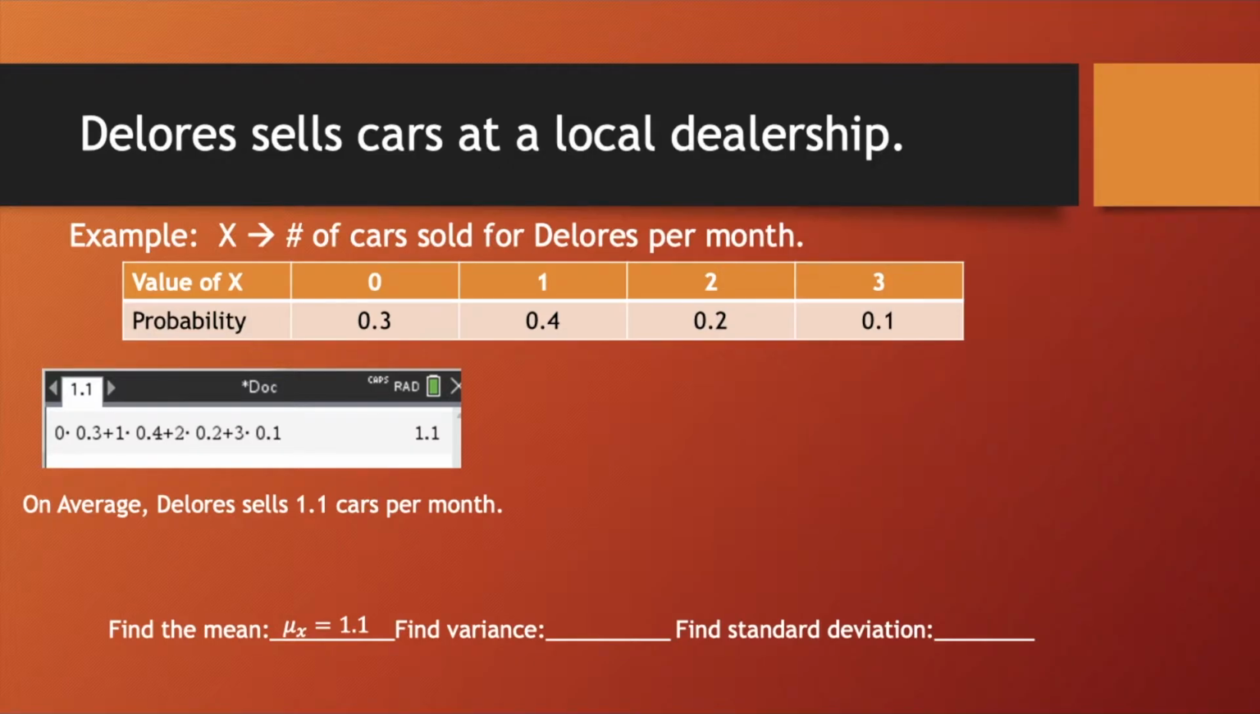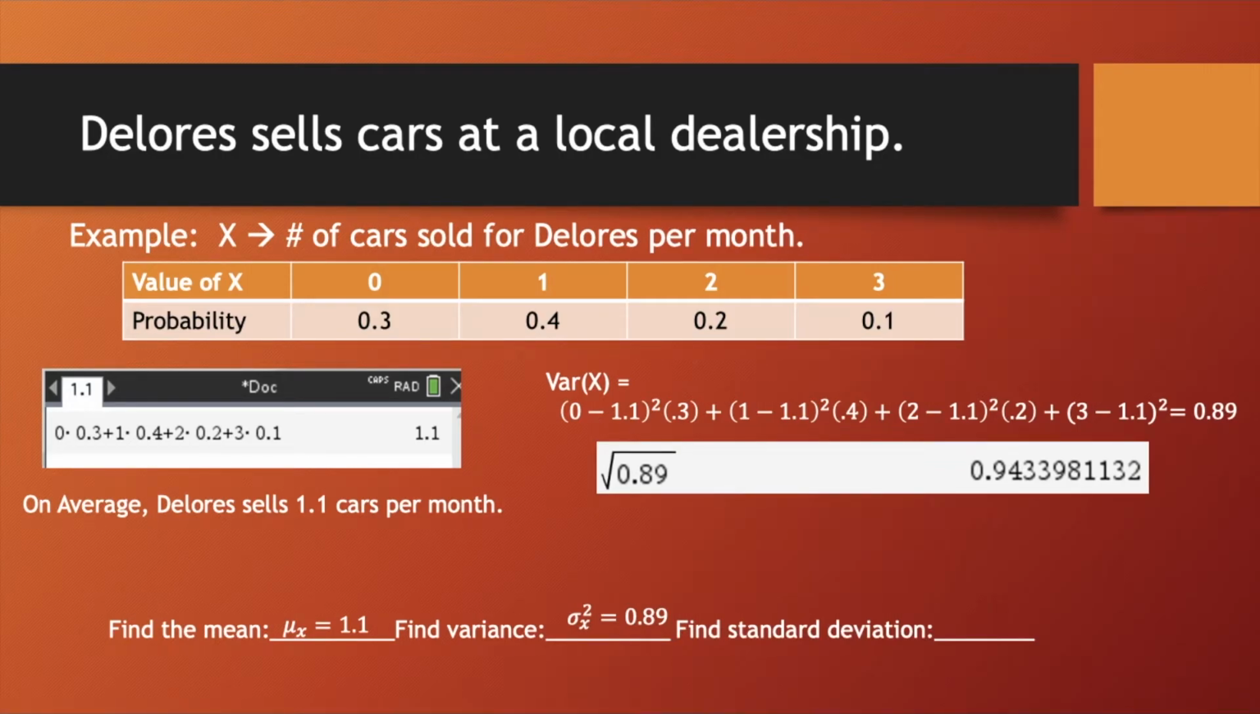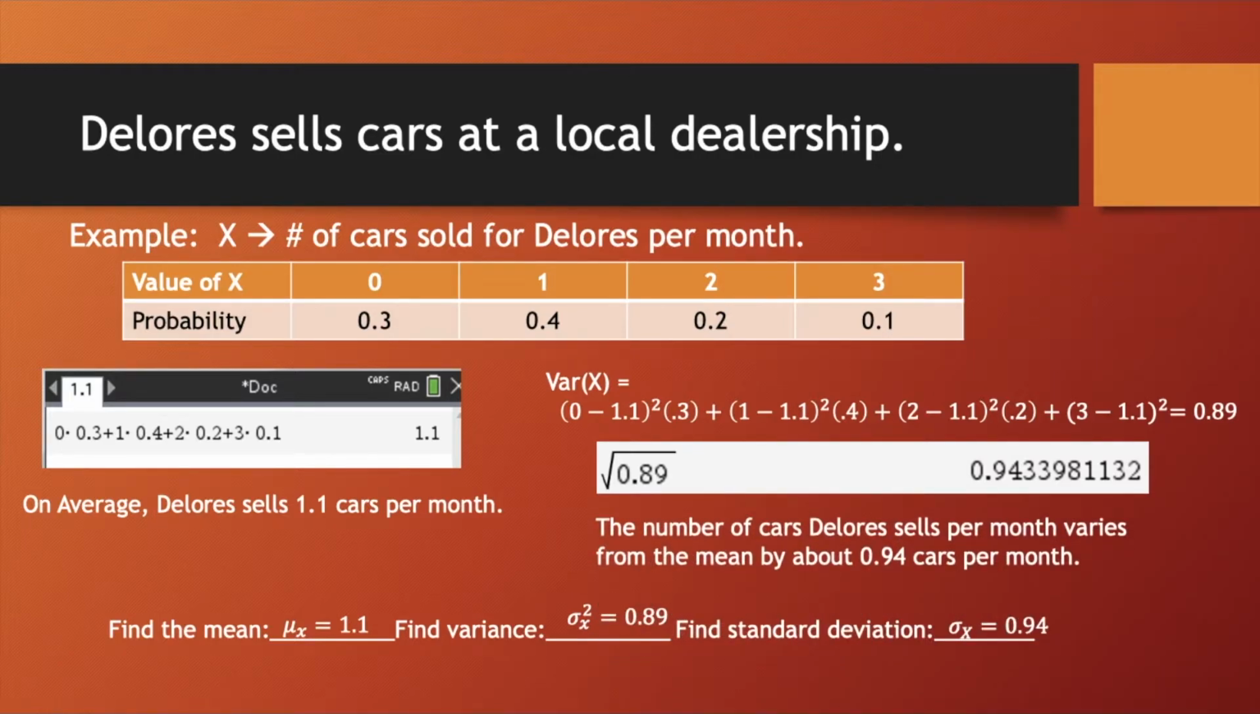And now we're going to find the variance. So we use our formula for the variance, and we get 0.89. So sigma of x squared is equal to 0.89. Now remember, to find the standard deviation, we take the square root of the variance. The square root of 0.89 is 0.9433, etc., so we round that to 0.94. So the standard deviation of x is 0.94. Our interpretation is that the number of cars Dolores sells per month varies from the mean by about 0.94 cars per month.